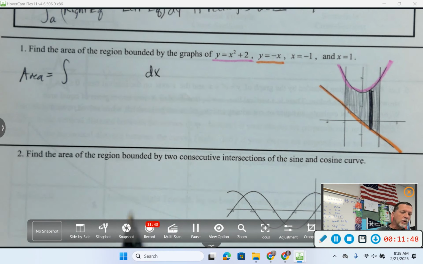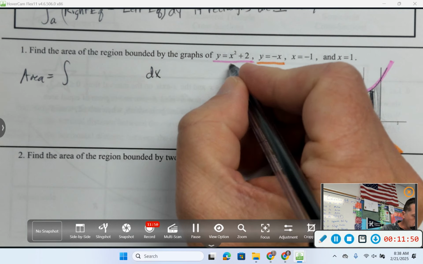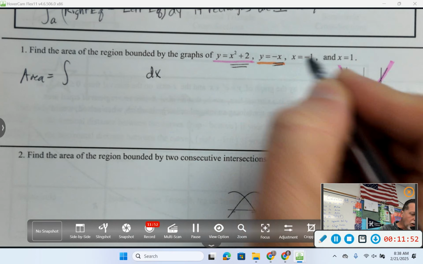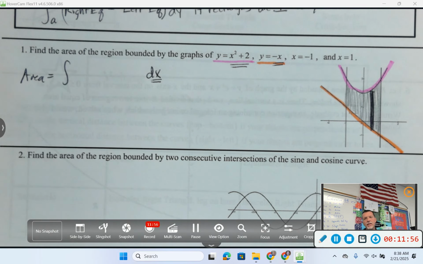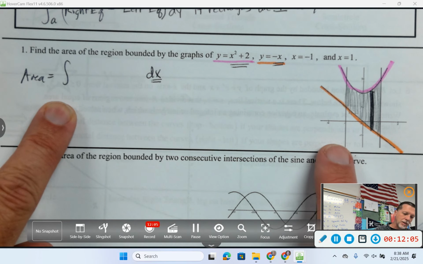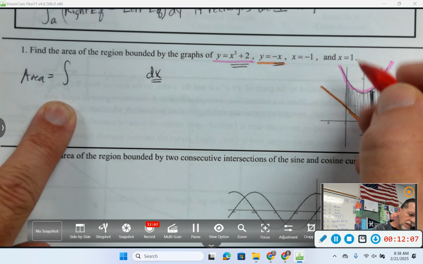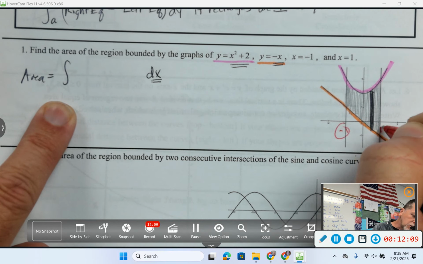Also, your equations, this is not always working, but your equations are in terms of x, so it kind of makes sense that this would be an x. Dx equation. While we're on the topic of x's, let's do our limits. Our limits have to be x limits. So from negative 1 to 1.